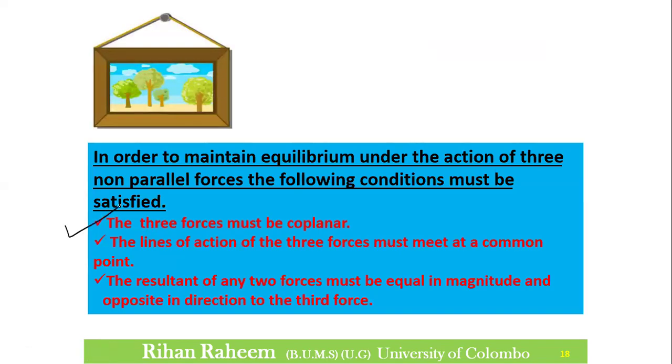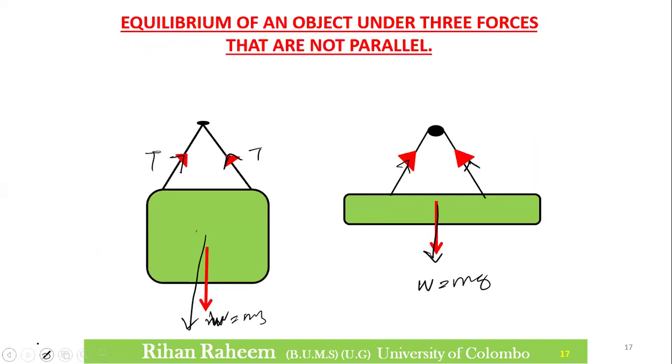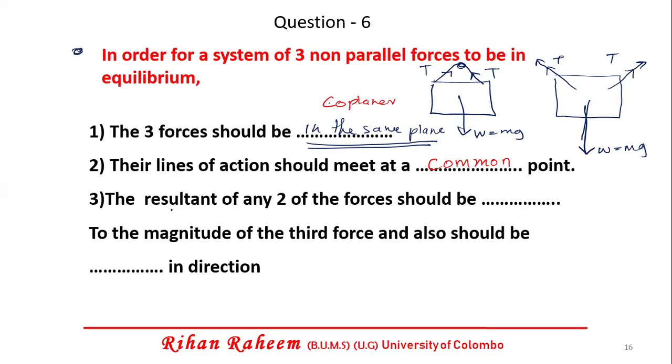The three forces must be collinear. The lines of action of the three forces must meet at a common point. The resultant of any two forces must be equal in magnitude and opposite in direction to the third one. We'll see, I think we have not completed that question. The resultant of any two forces should be equal to the magnitude of the third force and also should be opposite in direction. So here the answer will be equal in magnitude and opposite in direction.